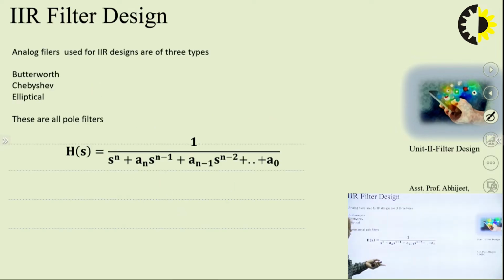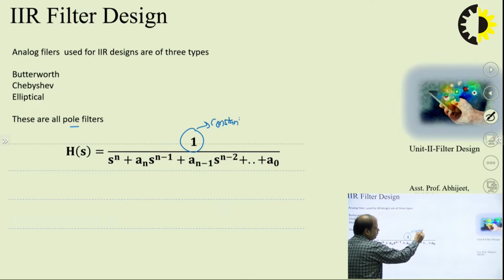Okay. So the filters that are generally used are either Butterworth, Chebyshev or elliptic. These are all pole filters. All pole means in the numerator we generally have a constant, not one, basically it can be any value, a constant, and all pole means whatever the values of S are there in the denominator.